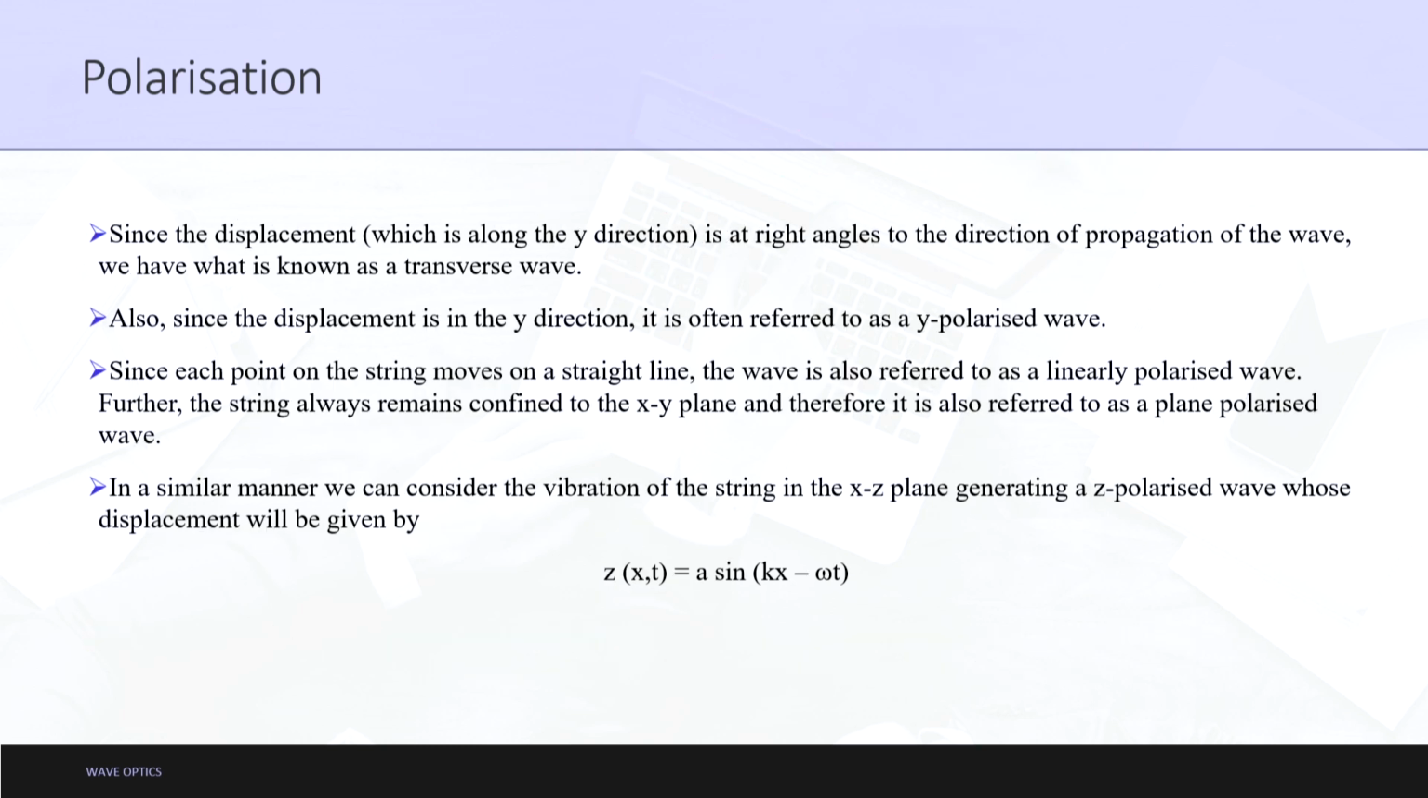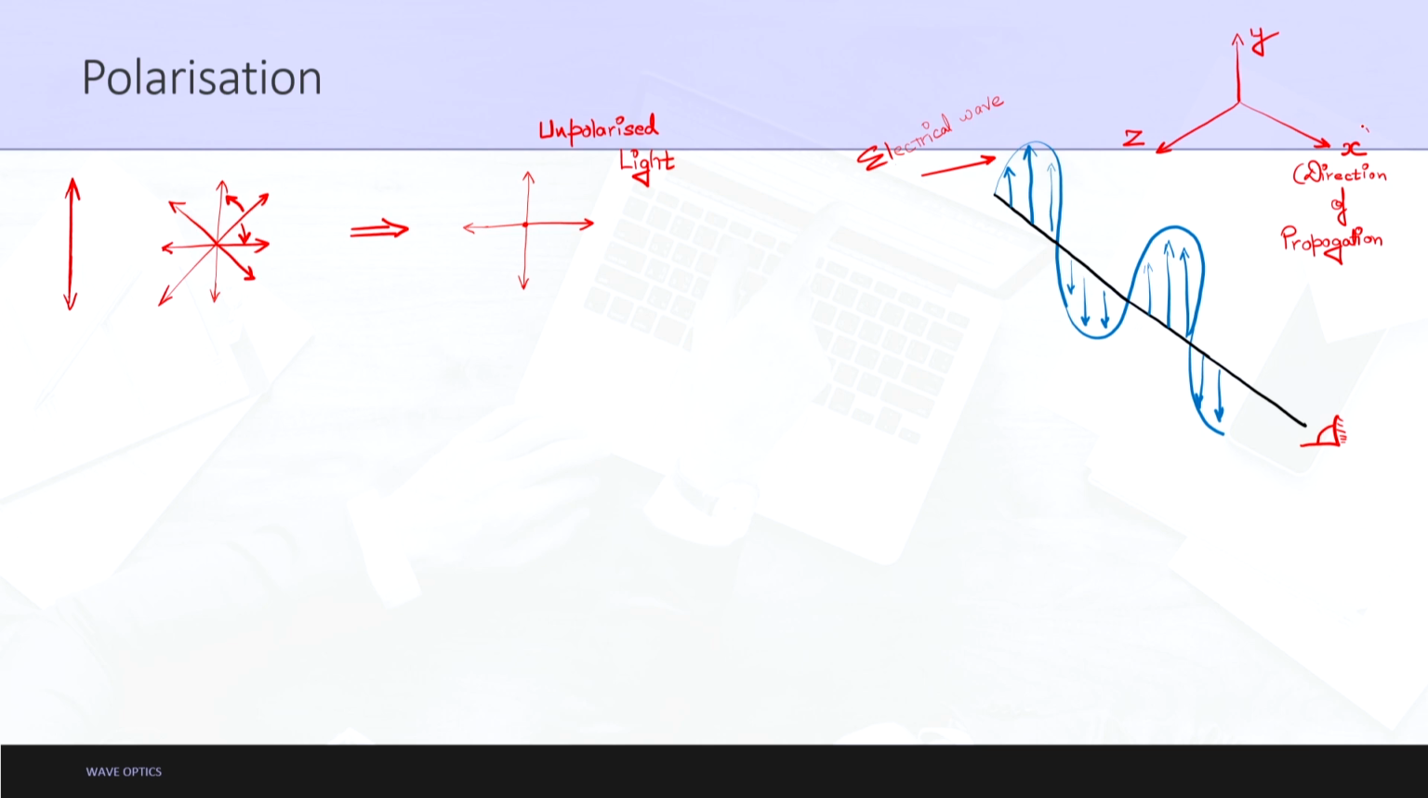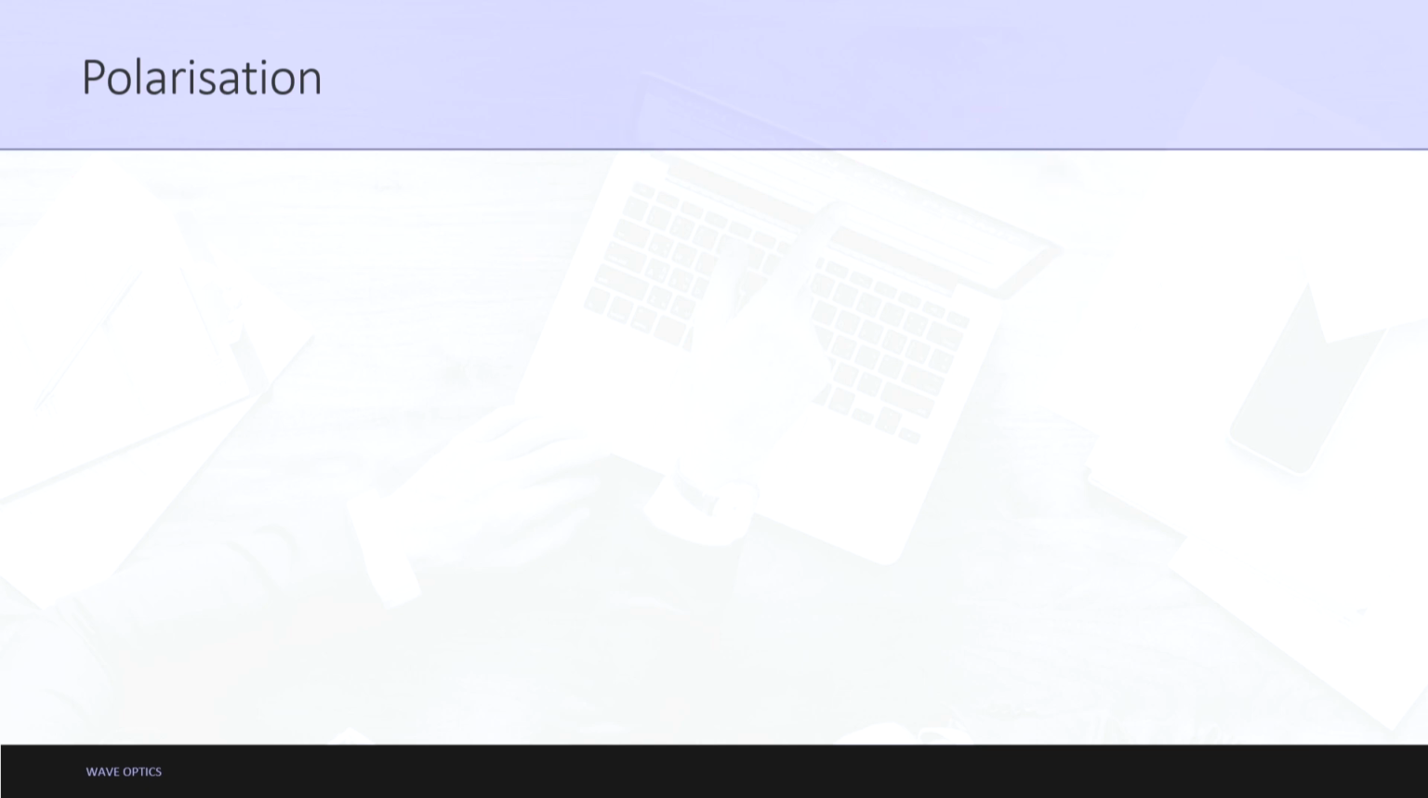Since the displacement, which is along the y direction, is at right angles to the direction of propagation of the wave, we have what is known as a transverse wave. This is the same concept which I was trying to explain to you: this is the direction of propagation and this is the direction in which there is a displacement in the wave. Therefore this type of wave is called a transverse wave.